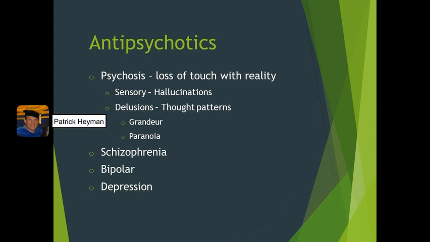Okay, next we're going to talk about antipsychotics. Now, before we can talk about the antipsychotics, we need to talk ever so briefly about psychosis, which is a loss of touch with reality. And there are two major ways that it occurs. First is sensory, and that is going to be hallucinations, where you have sensations that aren't there. They can be auditory, voices, and they can be visual. Auditory is far more common than visual.